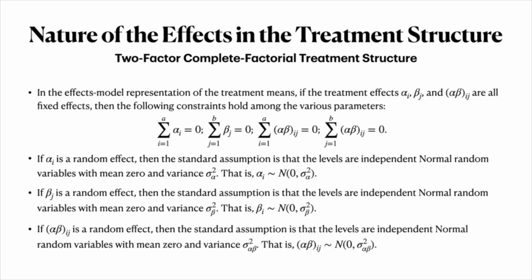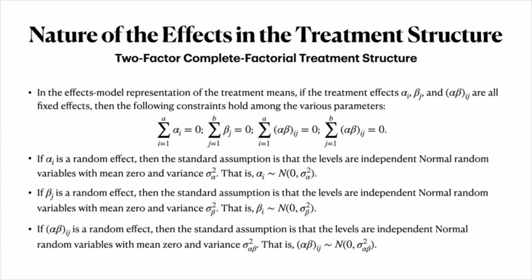Now, in the effects model representation of the treatment means, if the treatment effects alpha sub i, beta sub j, and the alpha beta ij's are all fixed effects, then as we've seen previously, the following constraints hold among the various parameters. So the alphas sum to zero, the betas sum to zero, and the alpha beta ij's, if summed over either index, sum to zero as well.